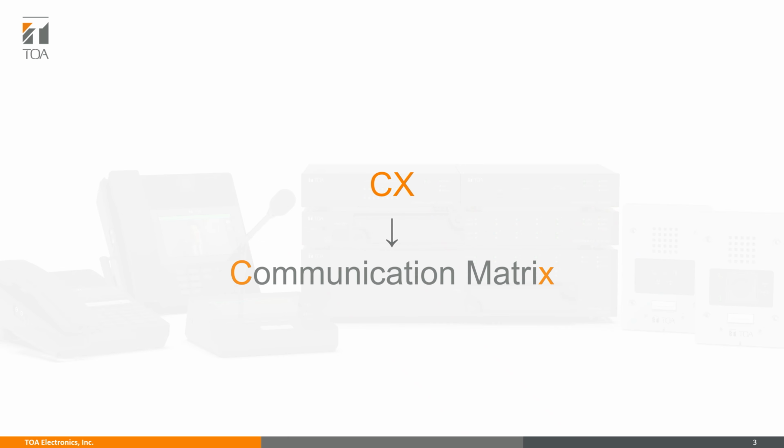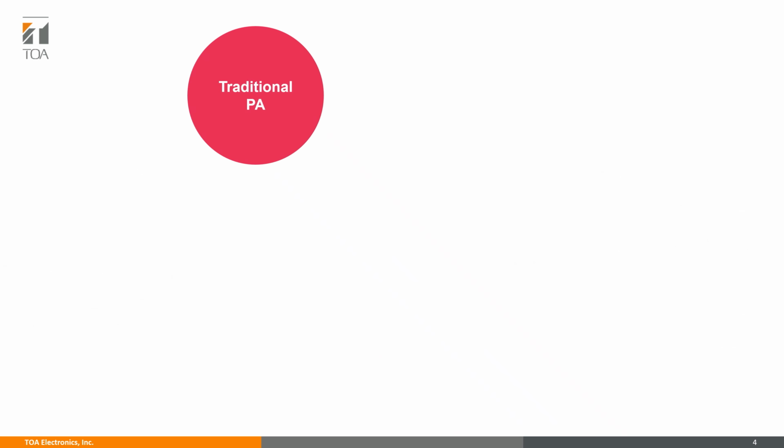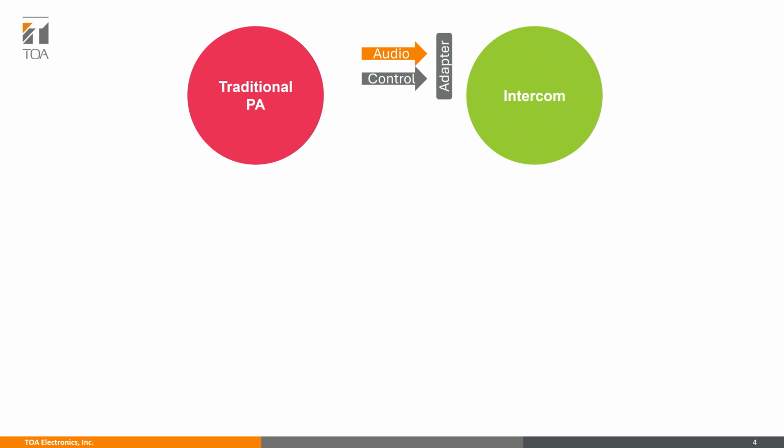CX stands for Communication Matrix. Now, this could mean a lot of things, and it actually does. Let's look at this example. Let's take a traditional PA and an intercom system. If you want the two systems to communicate, for example, sending audio from the PA to the intercom, you'll need analog audio, control data, and in most cases, an adapter to bridge the two.